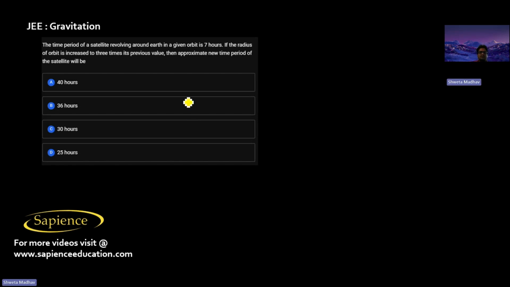So here it is told that the time period of a satellite revolving around Earth in a given orbit is 7 hours. If the radius of the orbit is increased to 3 times its previous value, so r is increased to 3r, then the approximate new time period of the satellite, T1, will be how much?